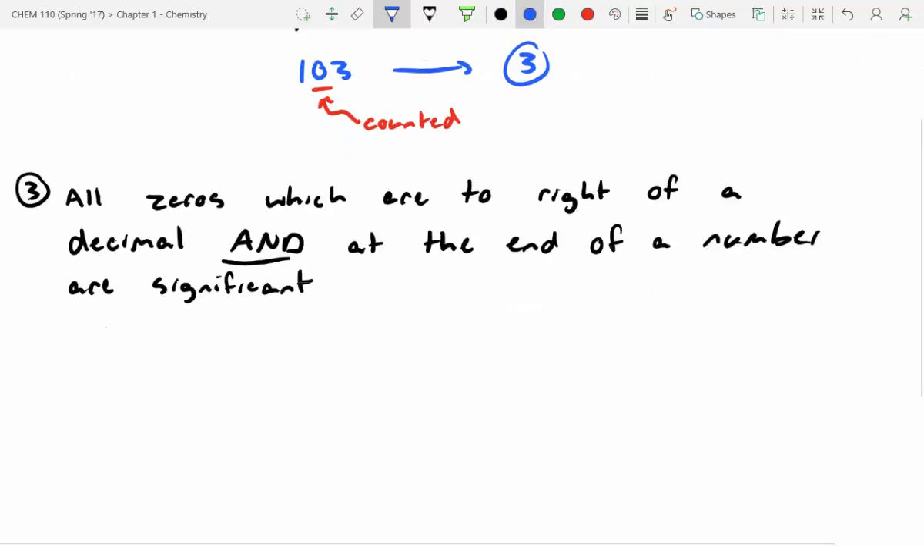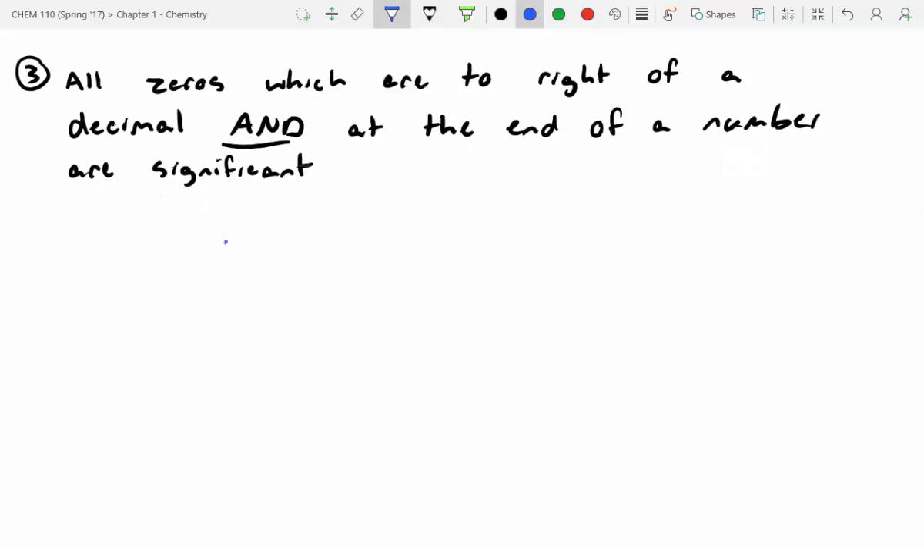So let's do some of these examples. So the first one is 0.00010. Question is, which zeros are significant? Are the ones up here significant? No, because they're not at the end of a number, right? We do have a decimal, but these are at the beginning of the number, so these aren't counted. So do not count.